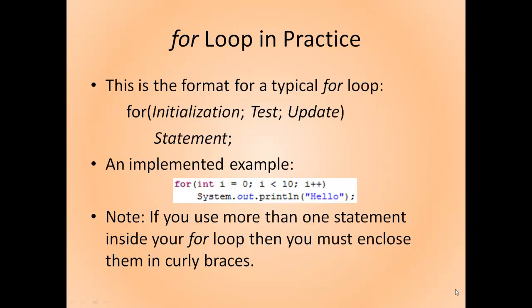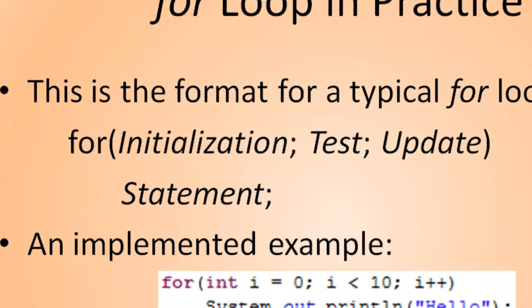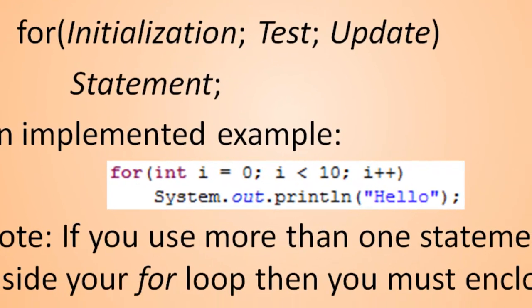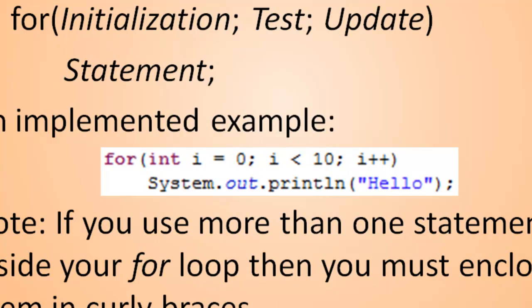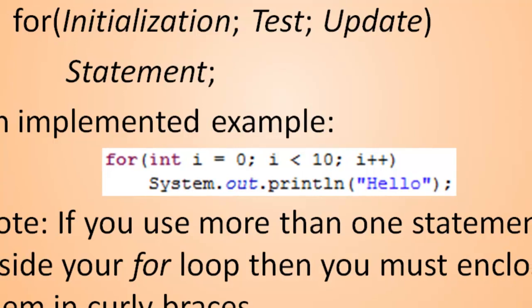On the slide now is the format of a typical for loop. The initialization is where your counter will be starting. The test is what you'll be comparing your counter to before each iteration. The update is the change that will be made to the counter after the loop is executed. Here's an example of what a for loop looks like in Java. I'll be going over some examples later, so I won't talk about this now.